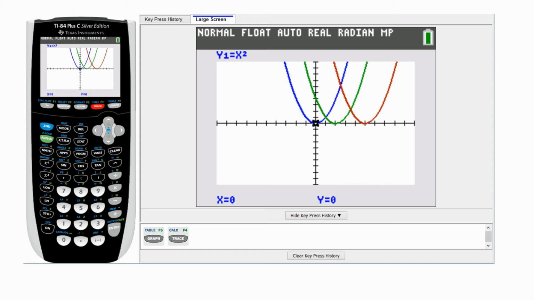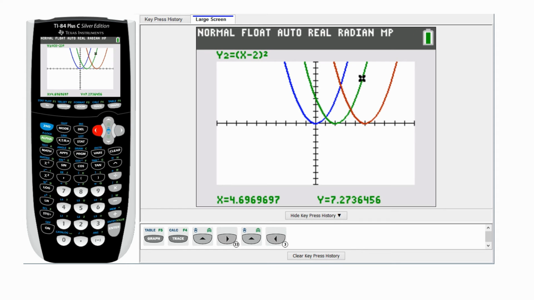Trace. y equals x squared has a vertex of (0, 0). Use my up button. And now I am on the graph of y equals (x minus 5) squared. I'm going to go to the right until my cursor's at the vertex, which is (5, 0).